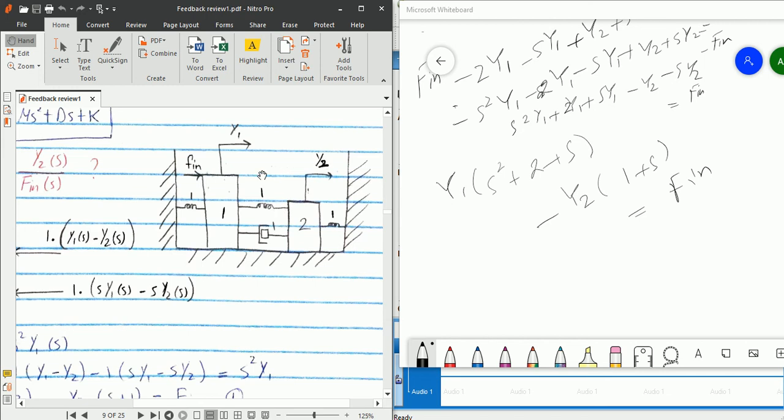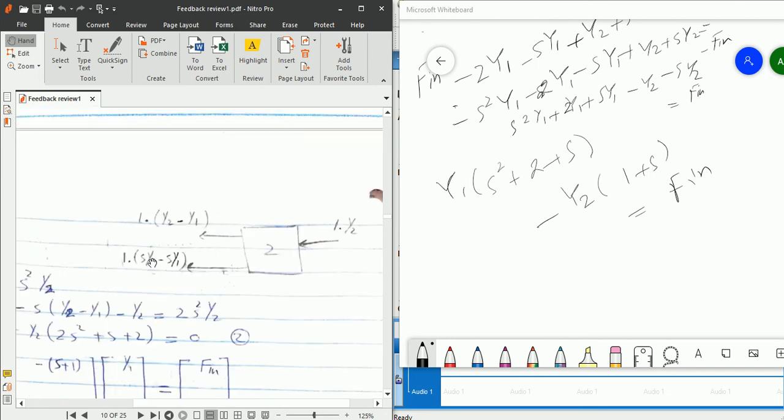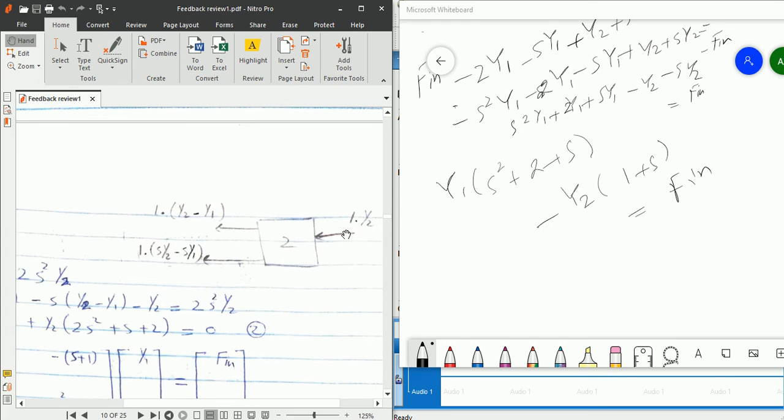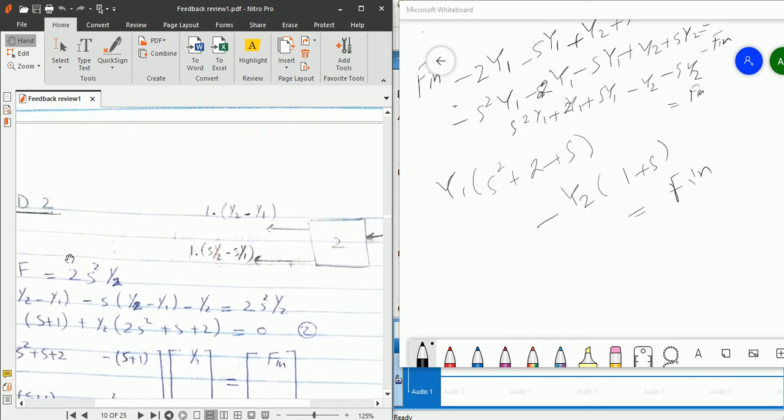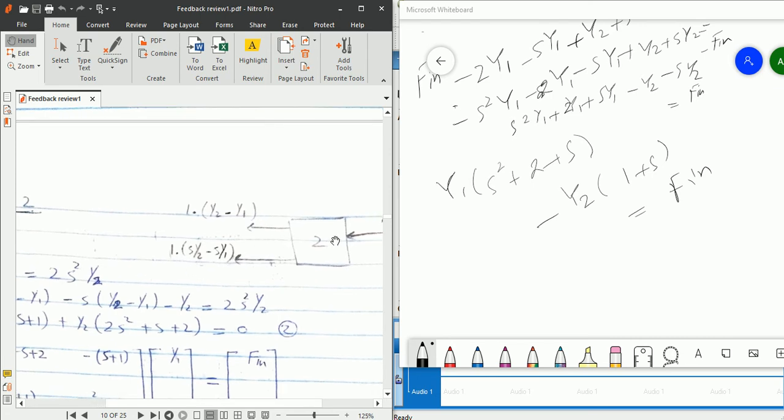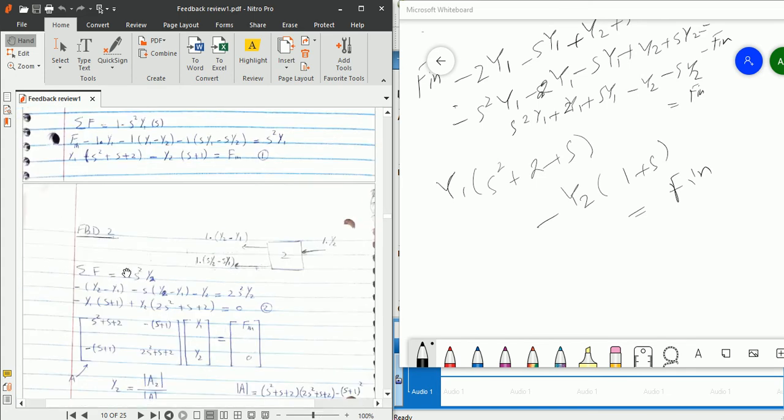Wait, now here there will be relative motion, so you will write y2 minus y1. Okay, 1 dot y2 minus y1, and here you will write 1 dot s dot y2 minus y1. So you can see that 1 dot y2 minus 1 dot. Now you can see how you will add these things. Summation of all forces is equal to mass m, which is 2 dot s square dot y2. Okay, so this is the first equation, summation of all forces, that is Newton's law.